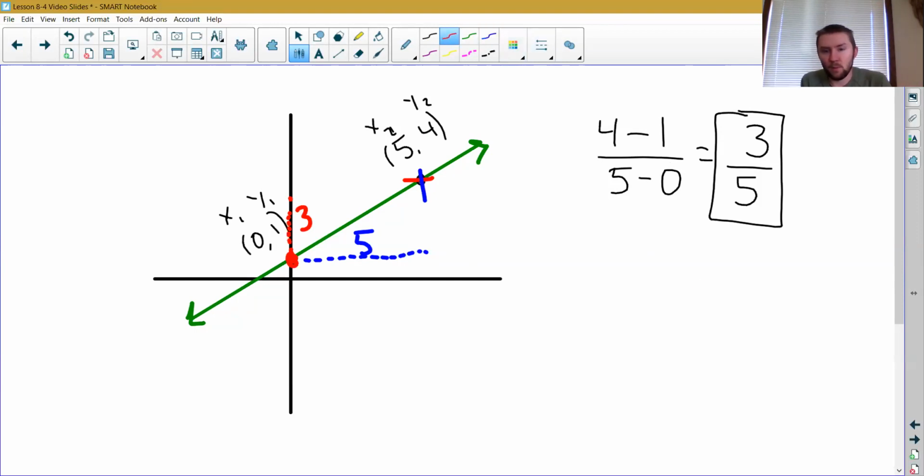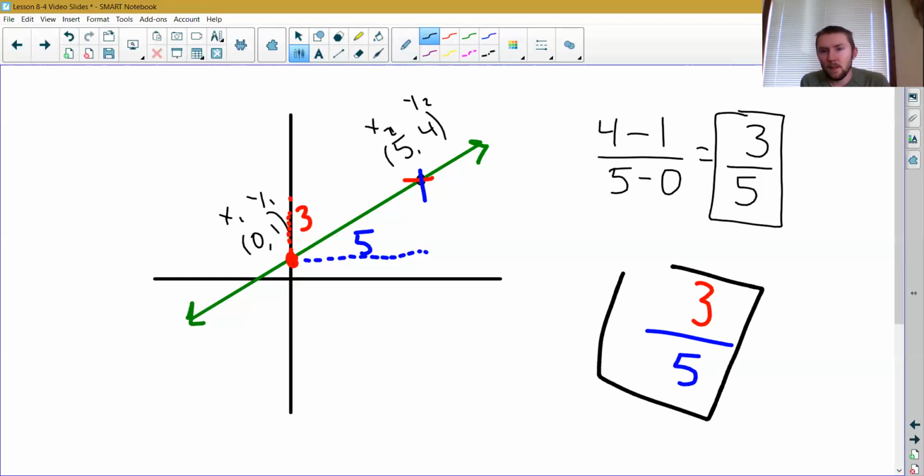So our fraction would be 3 for our rise, which always goes on top, over 5 for the run, and again, we have the same slope, 3 over 5. So either way, from the graph, once you identify those coordinate points, you can either use your subtraction formula, or you can just count your squares for a rise and for a run and make your slope fraction that way.